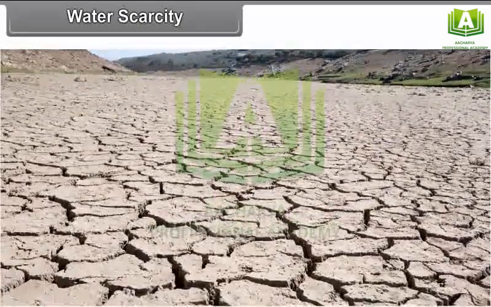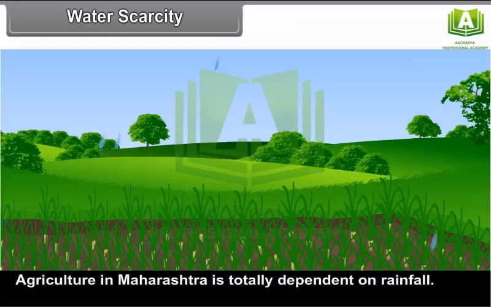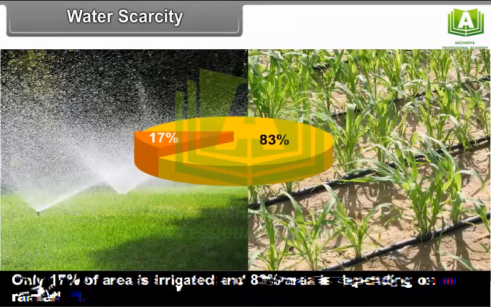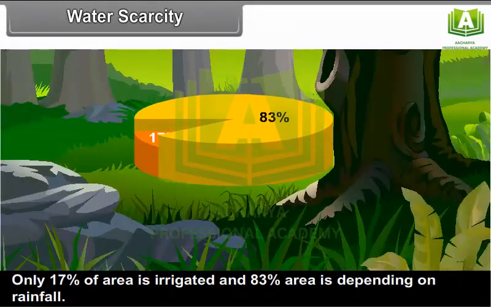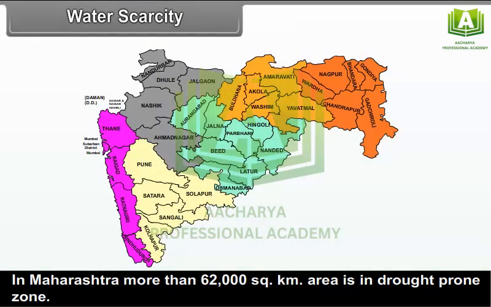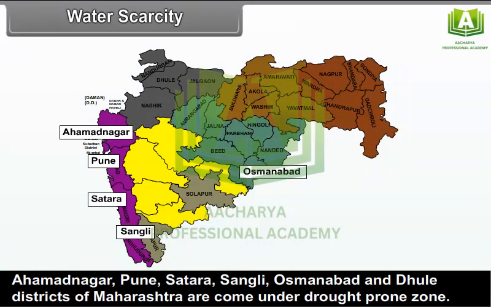Water scarcity. Agriculture in Maharashtra is totally dependent on rainfall. Only 17% of the area is irrigated and 83% of the area is dependent on rainfall. In Maharashtra, more than 62,000 square kilometers of area is a drought-prone zone. Ahmednagar, Pune, Satara, Sangli, Osmanabad and Dhule districts of Maharashtra come under the drought-prone zone.